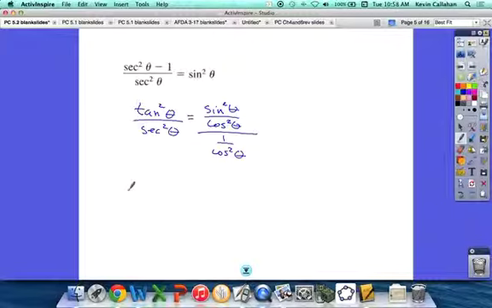If you're not comfortable with that, you should remember that dividing by a fraction is like multiplying by the reciprocal. So this is sine squared divided by cosine squared times cosine squared over 1. And then they cancel. And there's your answer.